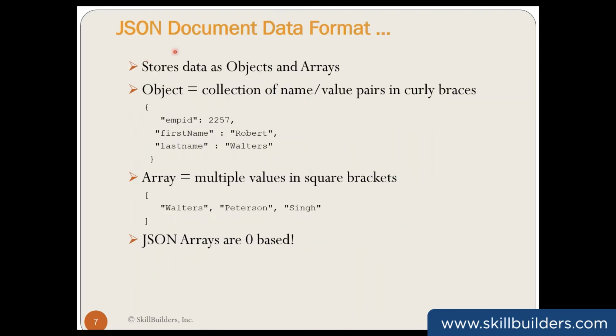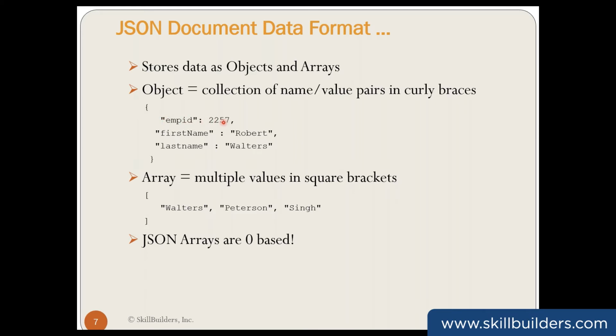Okay, what is a JSON document? What's the data format? What are the rules for a valid JSON document? Well, JSON only stores two things. It's pretty simple: objects and arrays. Those are the two key things in JSON. So what's an object? It's a collection of name-value pairs. So we have a name and a value. The name is emp ID, the value is 2257.